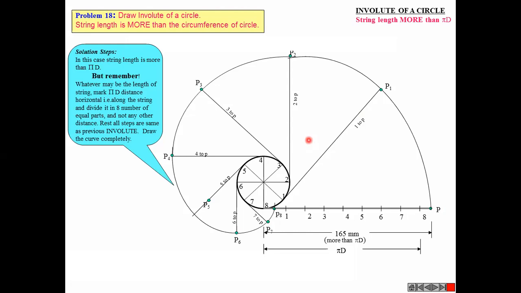So this was the second case. Now we will move towards the third case, wherein string length is less than pi d. You can do it by yourself also. Though we will do this problem in sheets when lab session is there. Right now we are just understanding how we will be drawing, but still we will be drawing the same thing in lab session also.